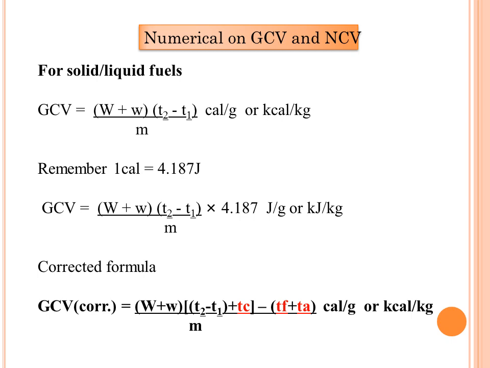Now if we add the corrections, that is fuse wire correction, acid correction, cooling correction, then the corrected formula will be GCV is equal to (W + w) × (T2 − T1 + TC), where TC is the cooling correction that we have to add, and then we have to subtract the fuse wire correction and acid correction. So this will be minus (TF + TA), divided by m. This is in terms of calorie per gram or kilocalorie per kg.